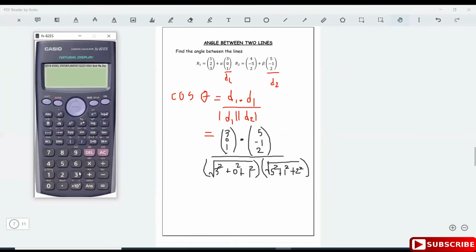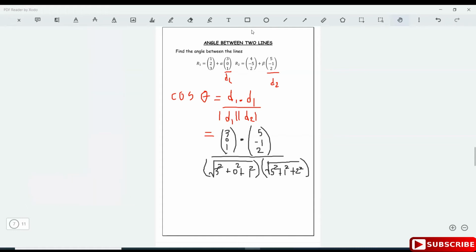Working out the dot product first. 3 times 5 plus 0 times minus 1 plus 1 times 2. Working out the dot product gives us 17. So the dot product part is equal to 17, divided by, now continuing, the square root of 3 square plus 0 square plus 1 square. So we're working that out now.